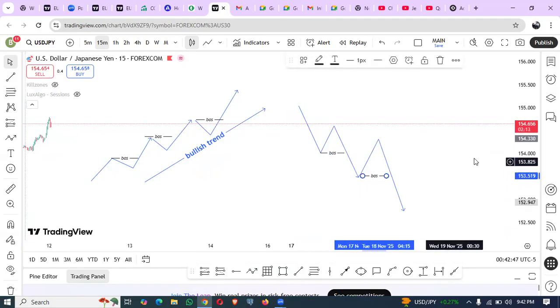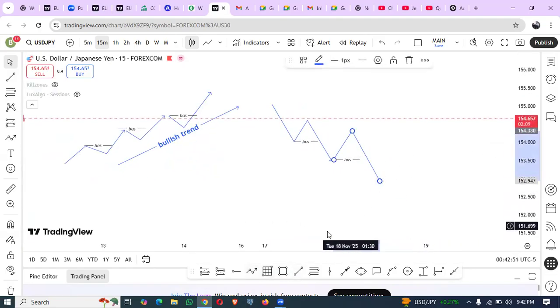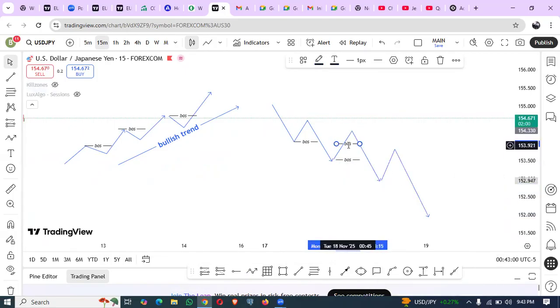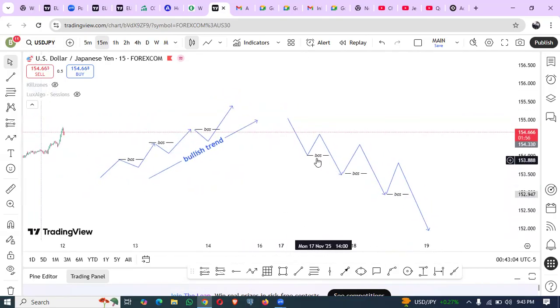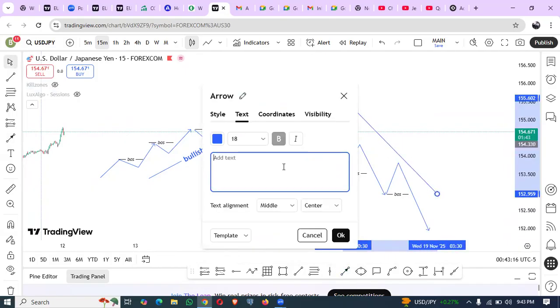Again, the same thing again. Correction, then impulsive push that closes below. That's the break of structure. So how do you validate it? You need two break of structures to validate the trend. So once you have 2 break of structures, the trend is considered bearish already.